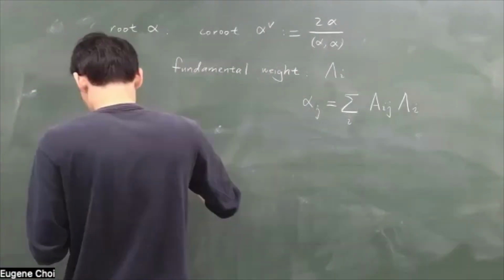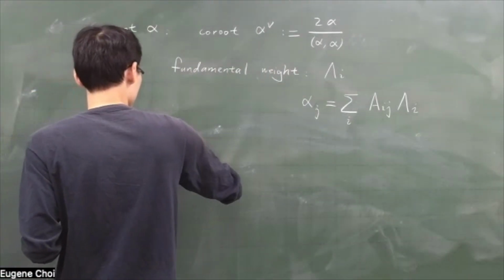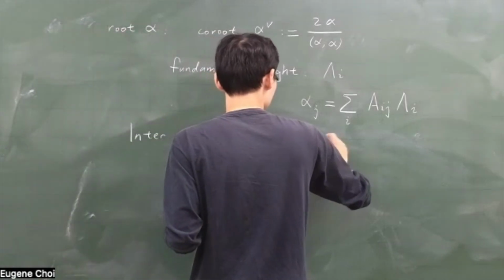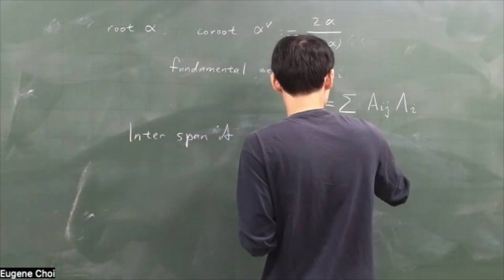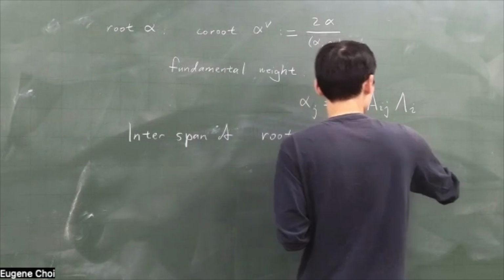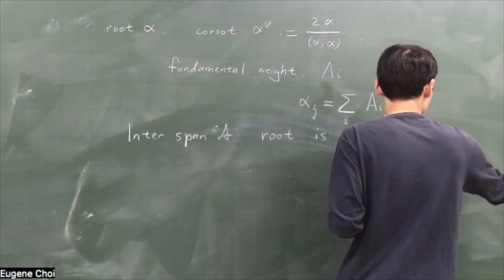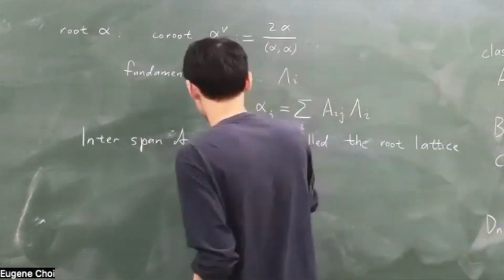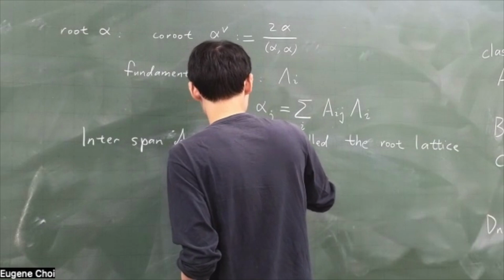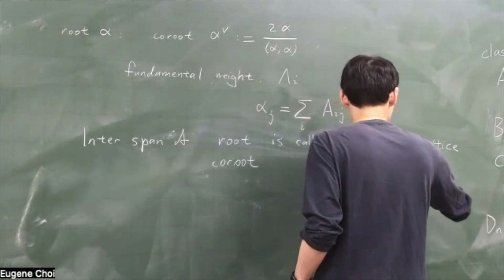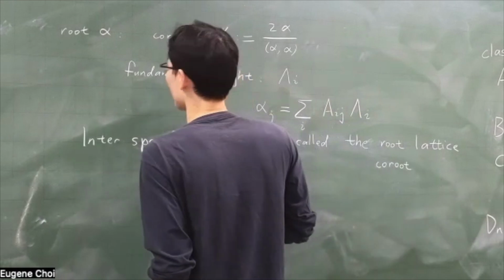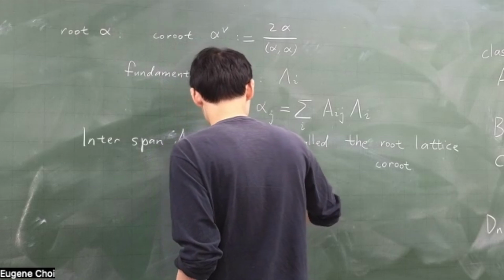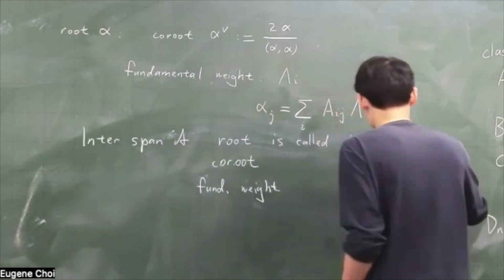And so the integer span of the roots is called the root lattice, because it's a lattice. And also I have the co-root lattice spanned by co-roots. And then I have the span of fundamental weights. These are just called the weight lattice.